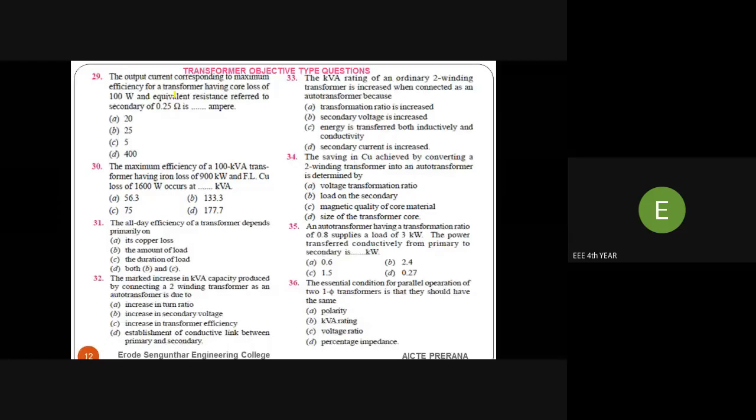The output current corresponding to the maximum efficiency of a transformer having core losses of 100 watts and equivalent resistance referred to the secondary of 0.25 ohm is dash ampere. We already know the power in watts and the resistance value, so you can determine it by using this formula. The correct answer is 20 ampere.